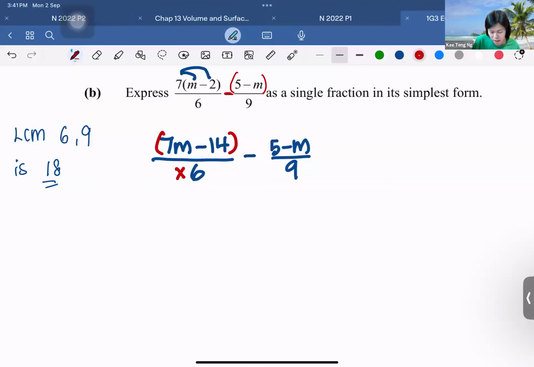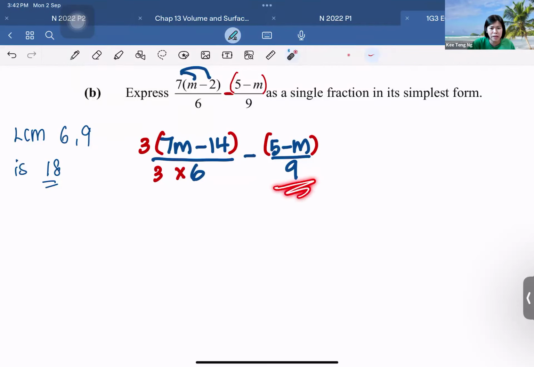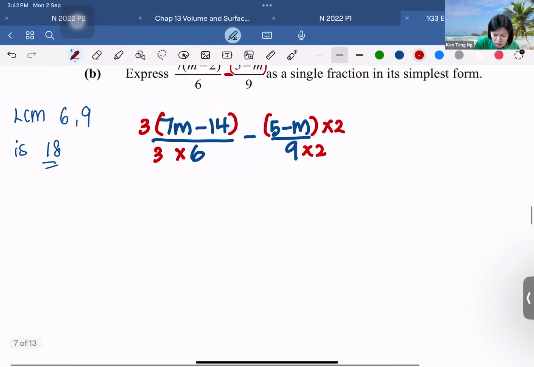3. Okay, Connie said 3. Thank you very much. 3. What do I need to multiply here to get 18? Is 3 there? No, then ask somebody else. Who else is there? Yeah, 3. What do I need to multiply to get 18 for the other fraction, for this fraction over here? You pay attention, okay. 2. Okay, times 2, times 2. Okay, so easy, sure or not?